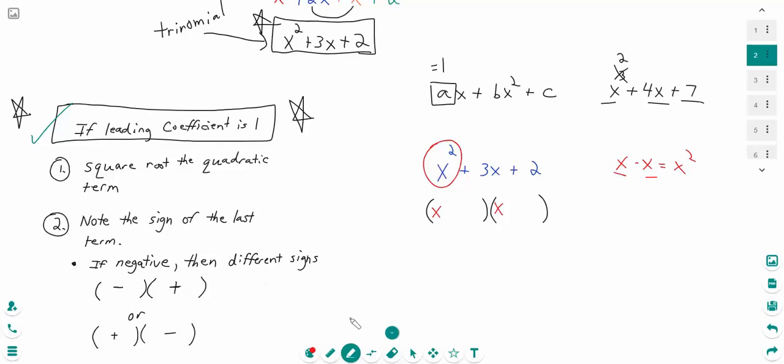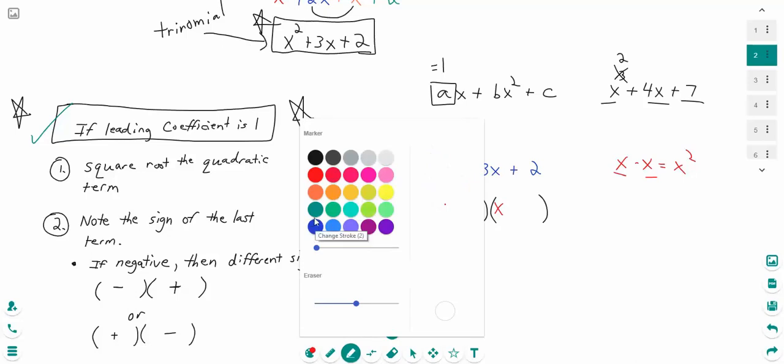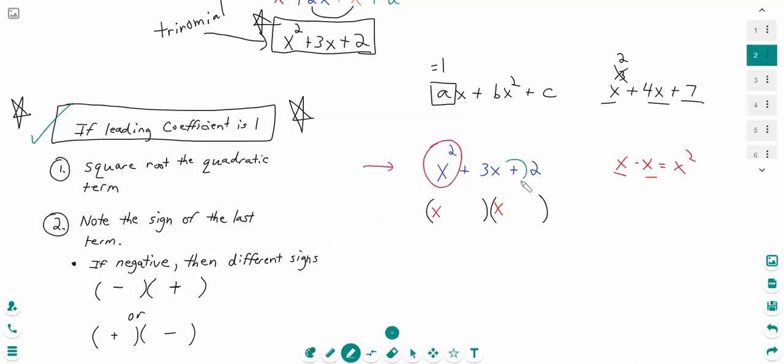Now the second step, a little bit more complicated. Now we need to note the sign of the last term. What's interesting is that there are tons of hints, clues within this trinomial that tell us about the original two binomials. The first clue that we're going to look at is the sign of the last term. This one right here. We're going to focus in on that because that sign is going to tell us something.